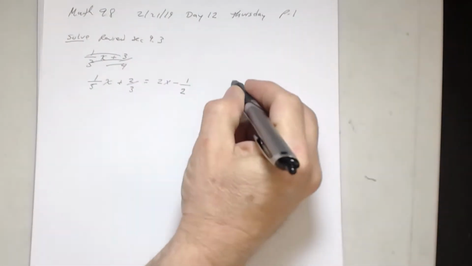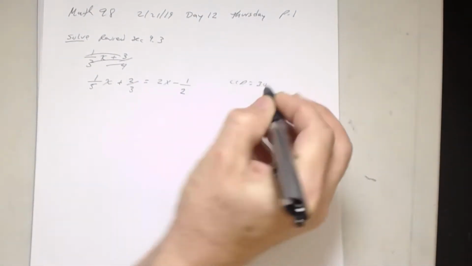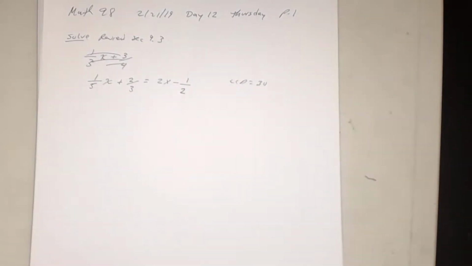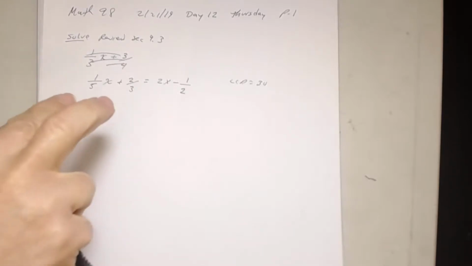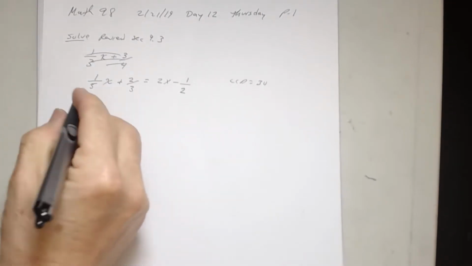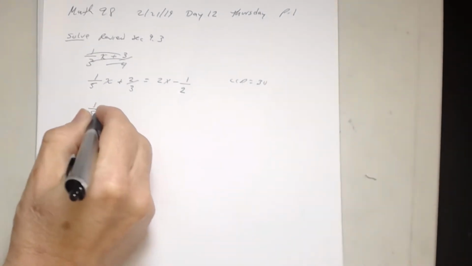All right, now once you find the LCD, what's the next thing you have to do? Multiply everything by the LCD. Okay, multiply both sides by the LCD, but what is it that you have to do? You need to put each side in parentheses. Very good. Okay. So since there's more than one term here, you're going to put that in parentheses. So I'm just going to go ahead and rewrite it.